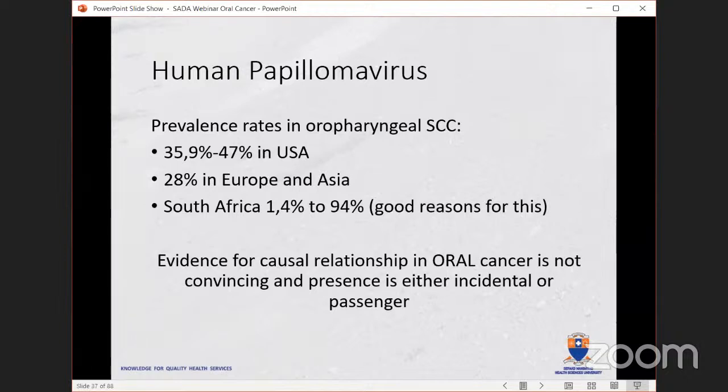Evidence for a similar causal relationship for HPV in the etiopathogenesis of oral squamous cell carcinoma is much less convincing. So whether or not the oral presence of oncogenic HPV types is incidental or a passenger infection, or whether it's transformative, this needs to be more clearly defined and studied. But the current evidence and data from what we can see supports the notion that high-risk HPV detection in the mouth is incidental, as opposed to high-risk HPV infection of the oropharynx, where it plays a direct role in the etiopathogenesis of cancer of the oropharynx.